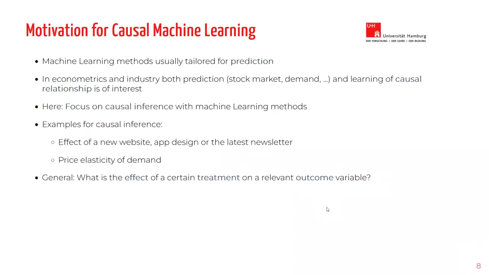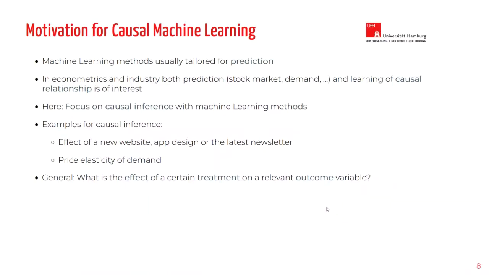Okay, let's sum it up. So the machine learning literature has largely focused on prediction algorithms. Okay. In many cases in industry or also in research, causal relationships are very important.